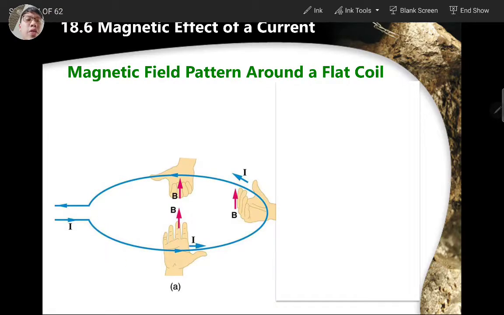So if we look at a flat coil here, this coil is made from a wire, but the wire, instead of being straight, is a coil, a loop. It's a single loop, and then it comes back. So current flows through in this direction. Where would the magnetic field pattern around this coil be?